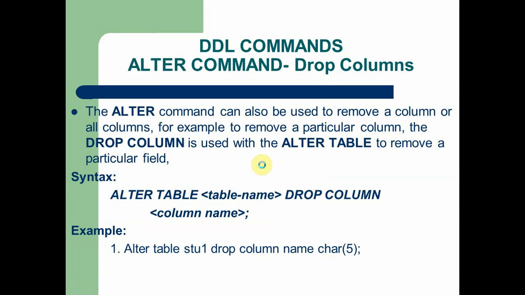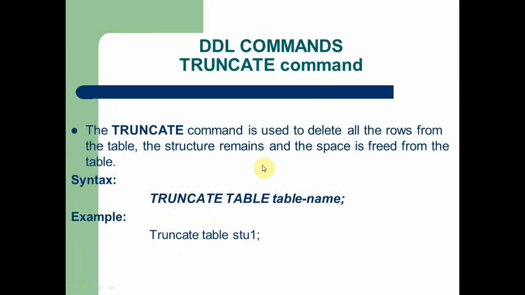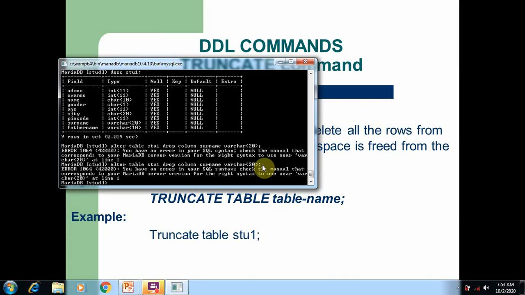Okay, next command is the DDL command. TRUNCATE is also a DDL, data definition command. This command is used to delete all the rows from the table. The structure remains the same, only the space is freed from the table. So TRUNCATE TABLE will remove all the rows from the table.